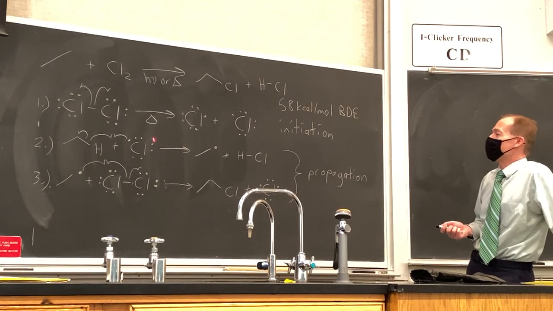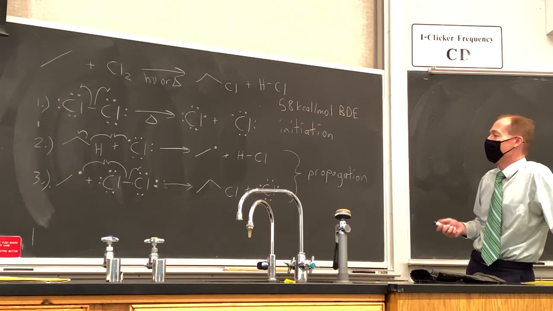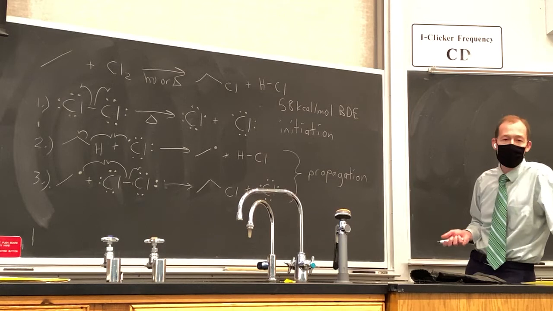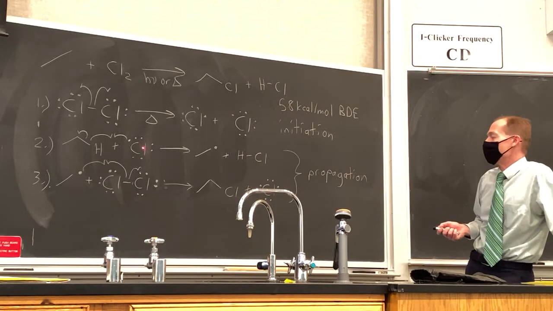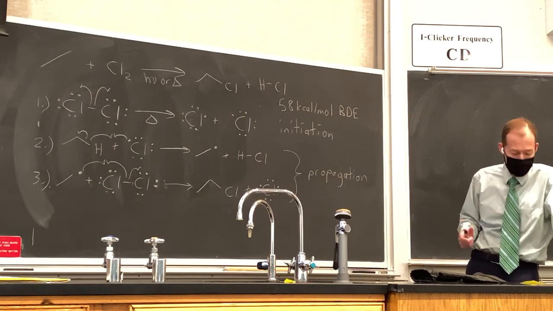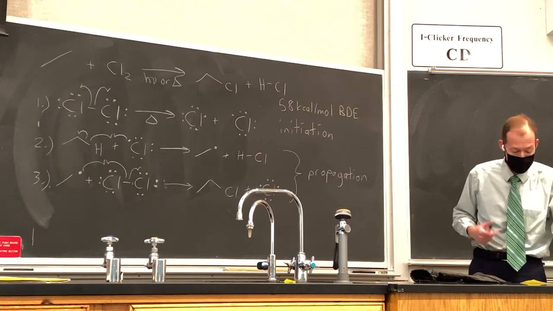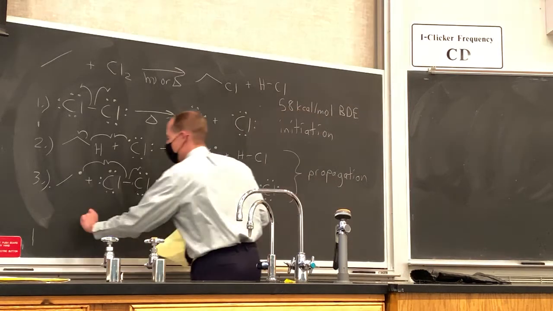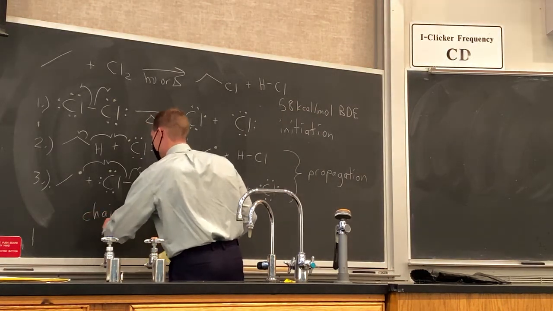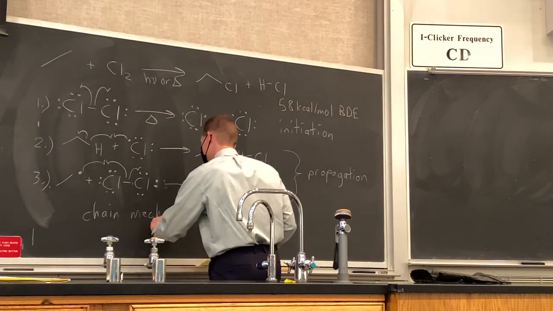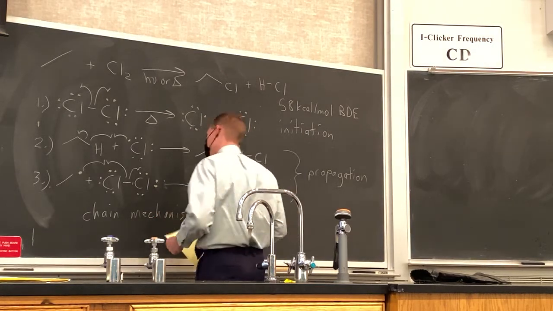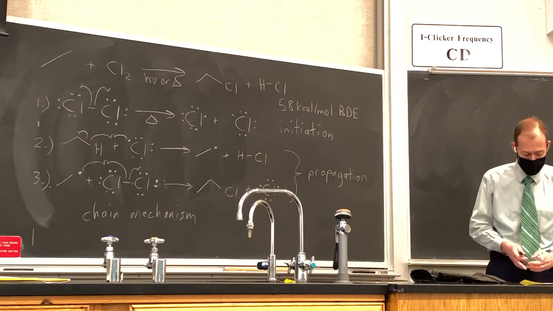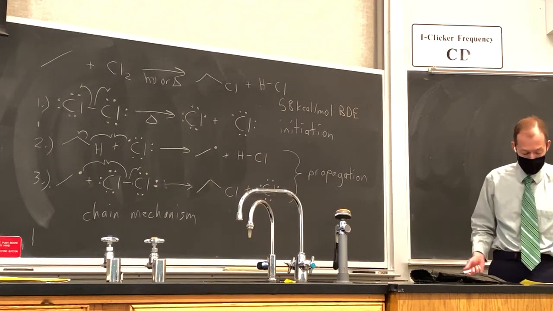In each of these steps, a radical is reacting with a non-radical to form a new radical. And because the radical formed in our second propagation step is a participant in the first propagation step, that is what allows this reaction to be a chain. So this is a chain mechanism. And when we have a chain mechanism, we have an initiation step, and then afterwards we have propagation steps.